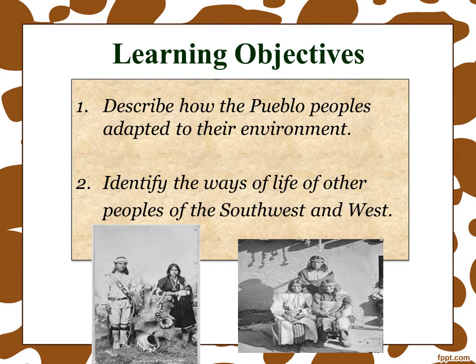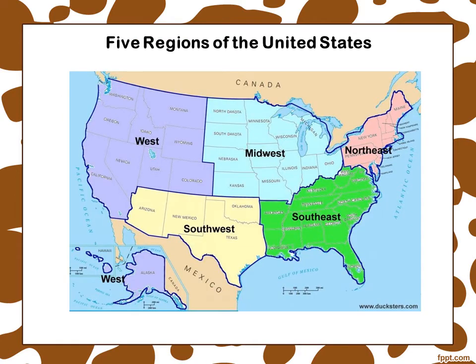Okay, so let's start. Here are the 5 regions of the United States, Grade 5. Last couple of weeks, we discussed the Eastern Woodlands, which you can find here, of course, in the east part. So you can see the Northeast and Southeast. And then last week, we talked about the Plains, which you can find here in the Midwest. And now we're heading to the West and the Southwest. Alright, so let's get started and let's find out more about the native people of these regions.